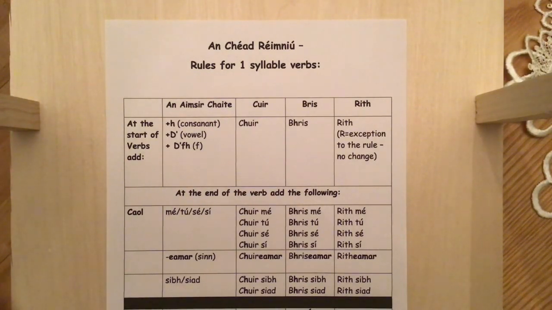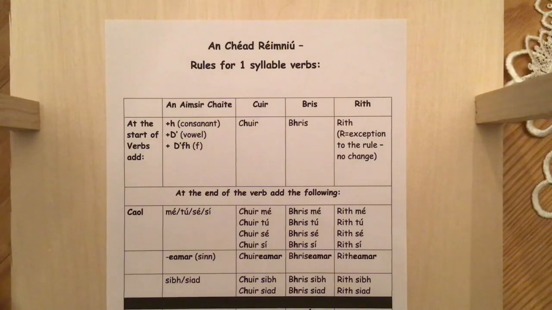If the verb begins with a consonant, we simply add a H. If it begins with a vowel, we add D apostrophe. And if it begins with an F, we add D apostrophe FH. So as you can see, we've got cuir, bris, agus, rith. Rith is an exception to the rule because it begins with an R, and therefore there is no change.